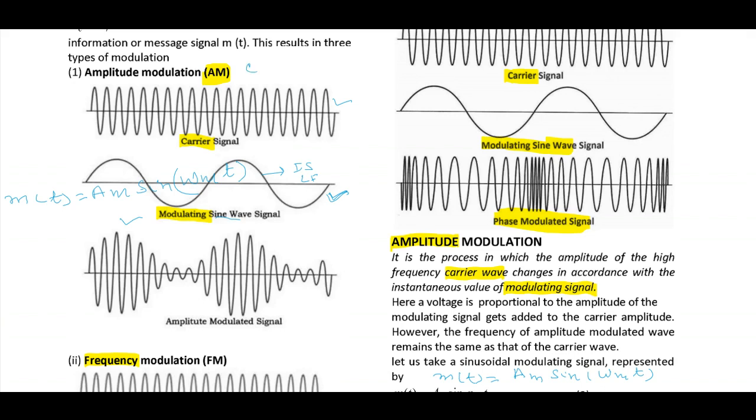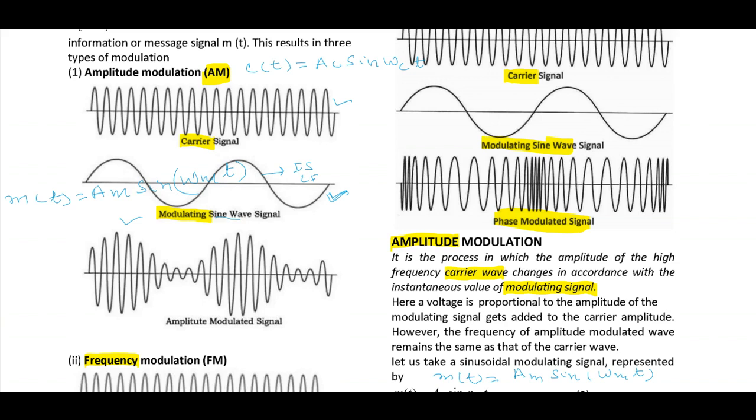The carrier signal, I am representing this by c(t). This is equal to Ac sine omega c t. In amplitude modulation, now understand it very carefully. We have to vary this Ac. This Ac is constant. Amplitude of the carrier wave is constant. See, this height is the same. Now I have to vary this Ac with respect to this m(t).